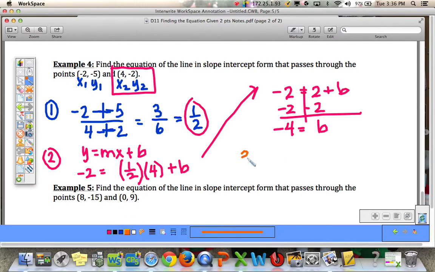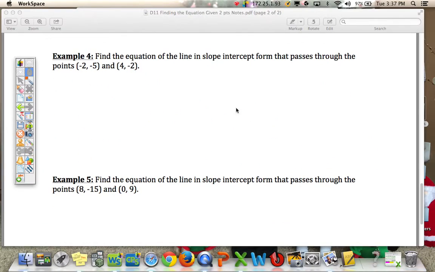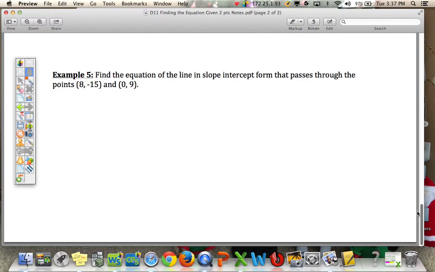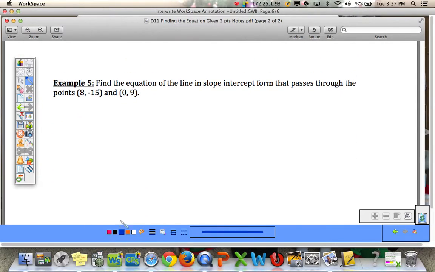Last step, rewrite our equation with the slope and the y-intercept. So y equals 1/2 x minus 4. And last example, you could pause here and try it yourself, or you can watch as I do it. First step, label your points, x1, y1, x2, y2. First step, find slope, which is y2 minus y1 over x2 minus x1.